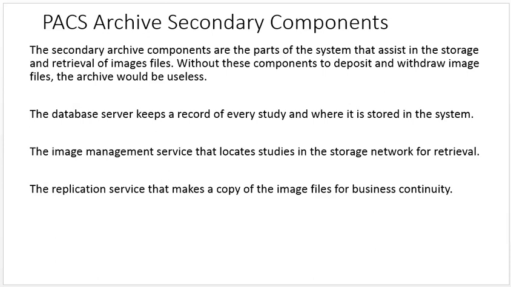PACS archive secondary components are parts of the system that assist in storage and retrieval of image files. Without these components to deposit and withdraw image files, the archive will be useless. The database server keeps a record of every study and where it's stored in the system. The image management service locates the studies in the storage network for retrieval, and the replication service makes copies of the image files for business continuity.